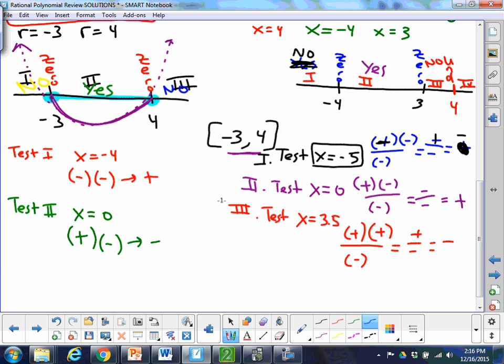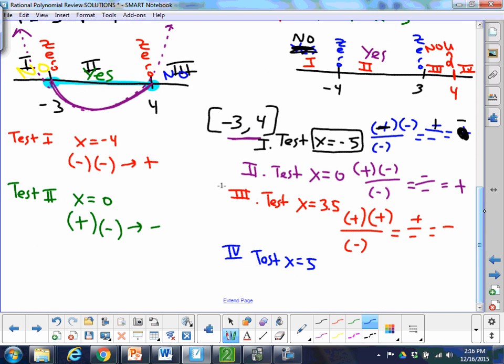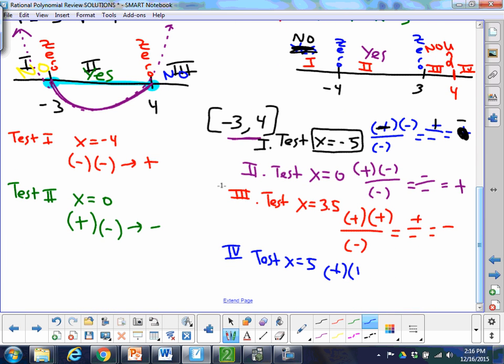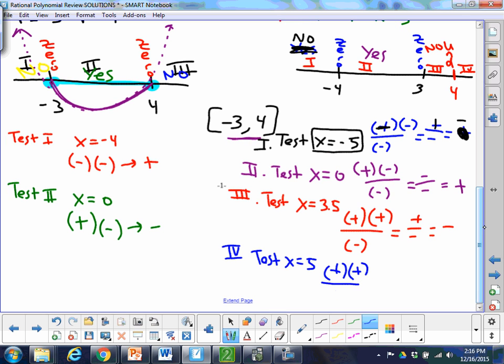Okay, and then we noticed right at 4, the expression was undefined. Past 4, let's say we use 5. What was the setup again? X plus 4, so that's positive. X minus 3 would still be positive. X minus 4 in the bottom would still be positive. So this one's going to end up being positive, which is a yes.